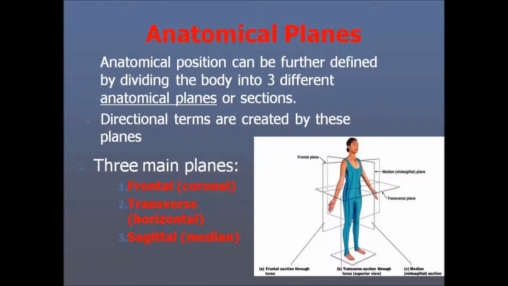Anatomical position can be further defined by dividing the body into three different anatomical planes or sections. Directional terms are created by these planes. So we have three main planes: frontal or coronal, transverse or horizontal, and finally sagittal or median.